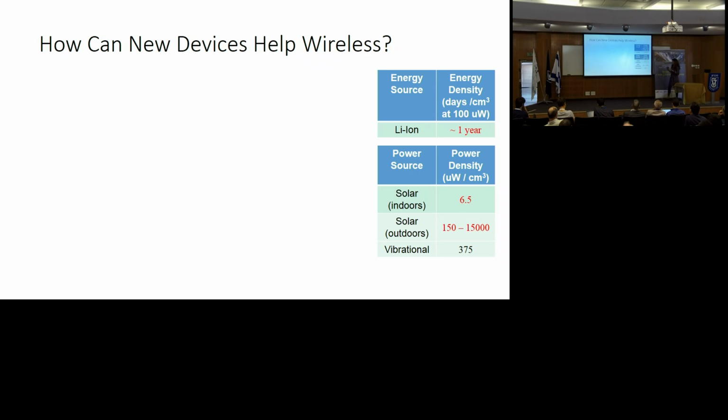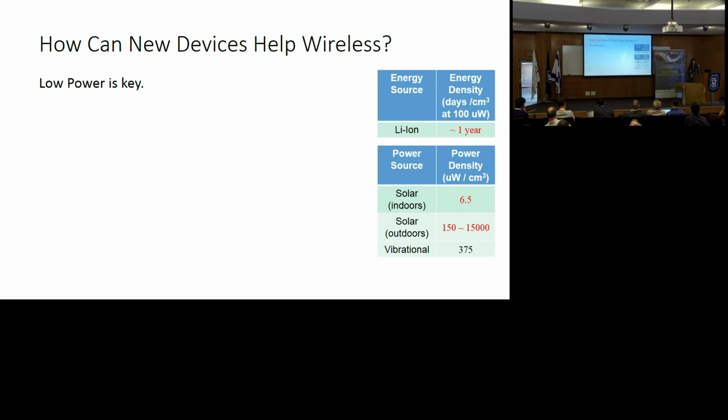If we look at the power density for solar and vibrational sensors, we see that for solar indoors, we can only get about 6 microwatts per centimeter squared. Okay, so that's going to limit our power budget pretty severely. And if we go to solar outdoors, it's better, but you need to do some kind of harvesting and storage if you're going to do that. And then vibrational tends to be better than that. So this is the range of power that we need to work in.